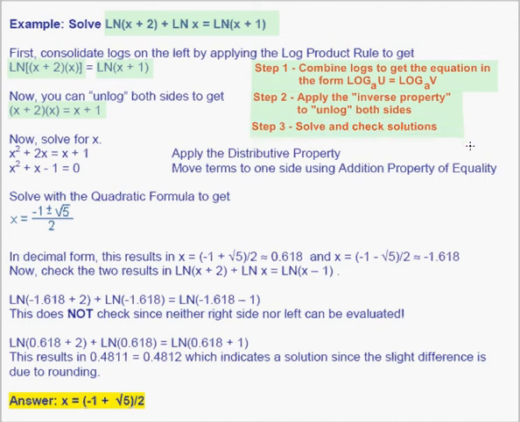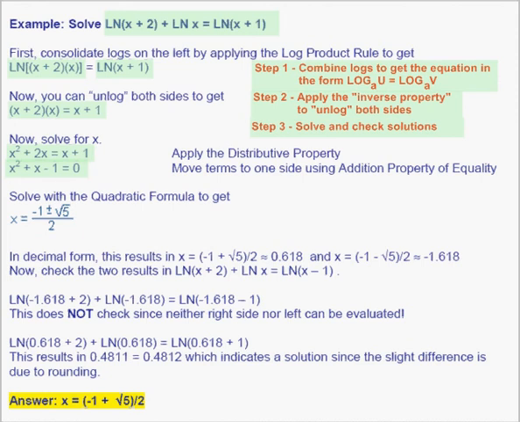And again, in this type of equation, we get a lot of extra solutions that don't work. Our equation, when we multiply out the left side by the distributive property, gives us x squared plus 2x equals x plus 1. We subtract x and we subtract 1 from both sides, and that gives us the quadratic equation x squared plus x minus 1 equals 0.